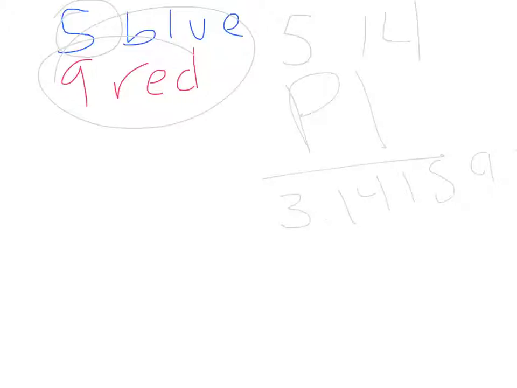Use the first number, which is in this case 5, as the numerator, and the second number, which is 14, at the bottom. We now have 5 over 14.